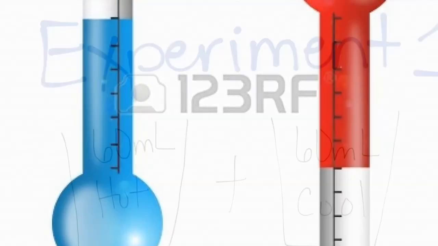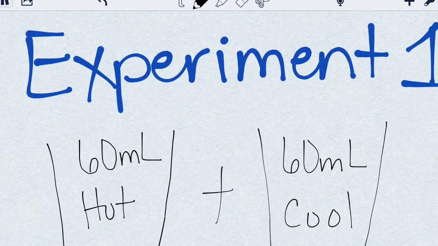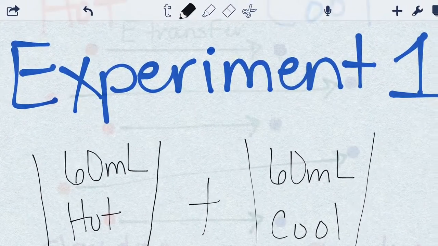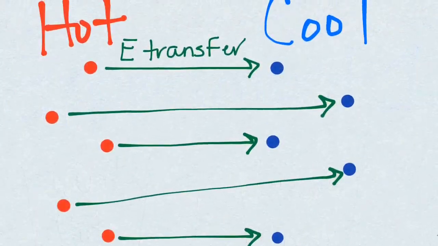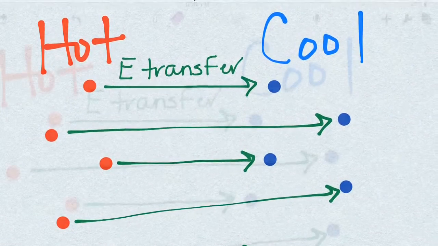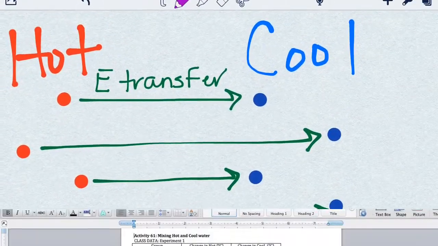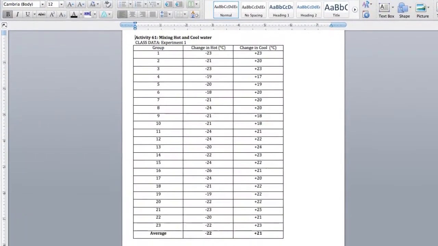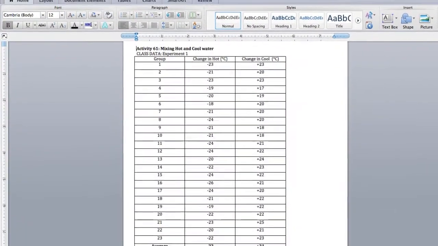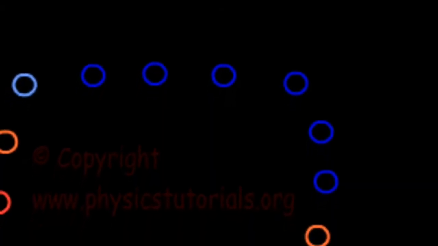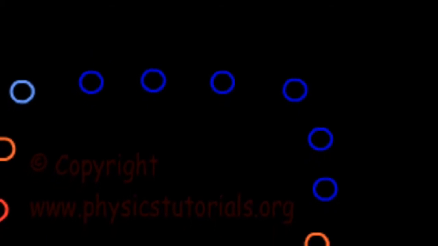In experiment 1, we had a 1-to-1 ratio. We mixed equal volumes of hot and cold water. So one hot molecule was able to transfer its energy to one cold molecule. This caused the hot to slow down and the cold to speed up at the same rate, by about 21 degrees each. Hot things rise, so as the hot water molecules rose up, they bumped into the cold water molecules, transferring their energy.